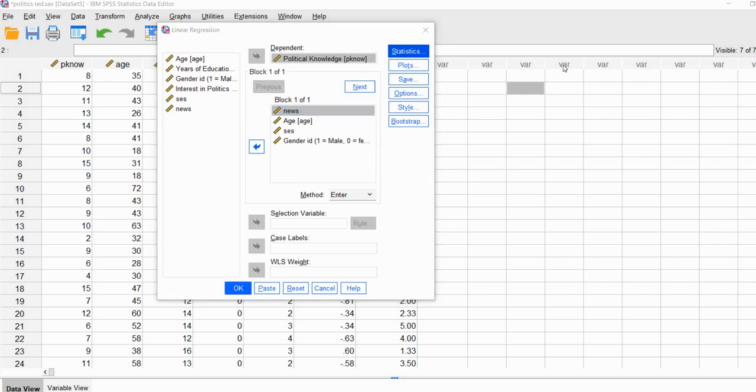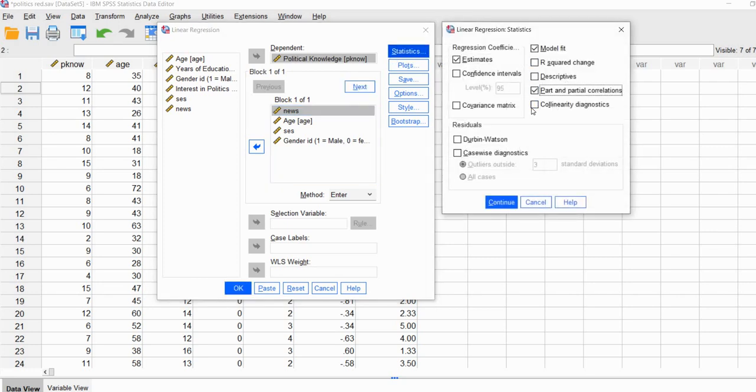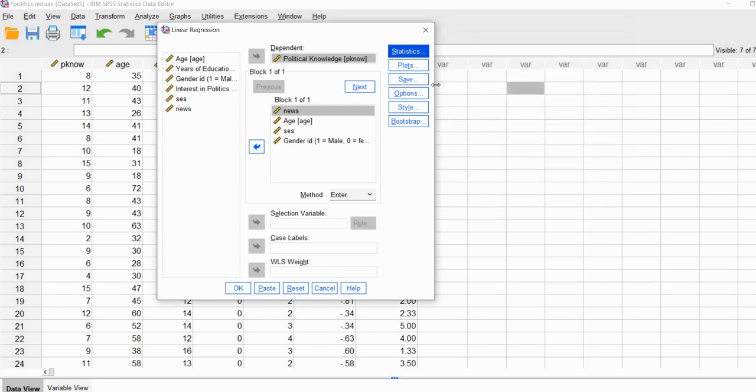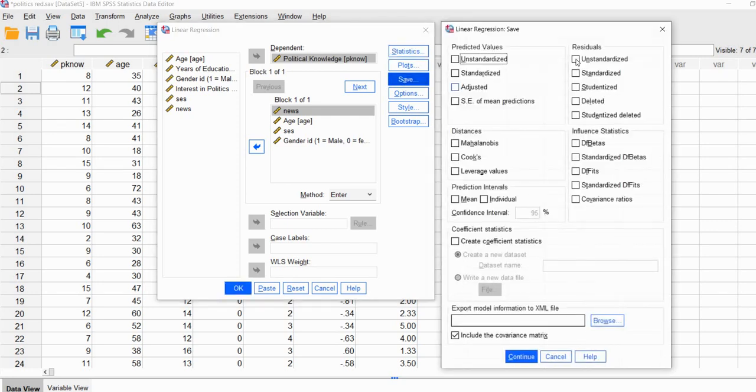I'm going to go ahead and click under Statistics. I'll ask for part and partial correlations and collinearity diagnostics. There's other things I ordinarily would be asking for, but I'm mainly focusing on a few things in our output. Next, I'm going to click on Save and click on Residuals, more specifically unstandardized residuals.